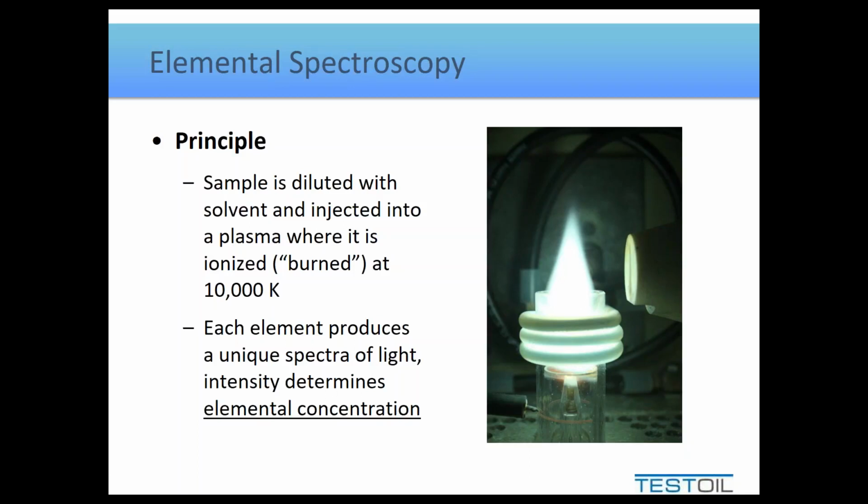Now, when it's in this plasma, we ionize the sample. For lack of a better word, it's kind of like burning it. What happens is it gives off light. When it gives off light, we measure the intensity of that light at certain key wavelengths, and we know exactly what is in the sample. But here's the fundamental aspect of that. We only know the elements that are in the sample, not the compounds, not the alloys, not the chemicals.